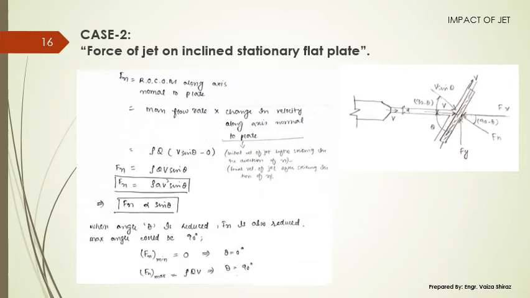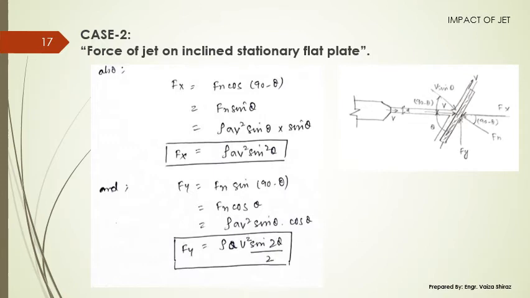So the remaining parameters are the same. The additional parameter is theta. Fn varies directly as a function of sine theta. When angle theta is reduced, Fn is also reduced. The maximum angle could be 90. So Fn minimum will be 0 when theta is 0, and Fn maximum is rho Q V when theta is 90.